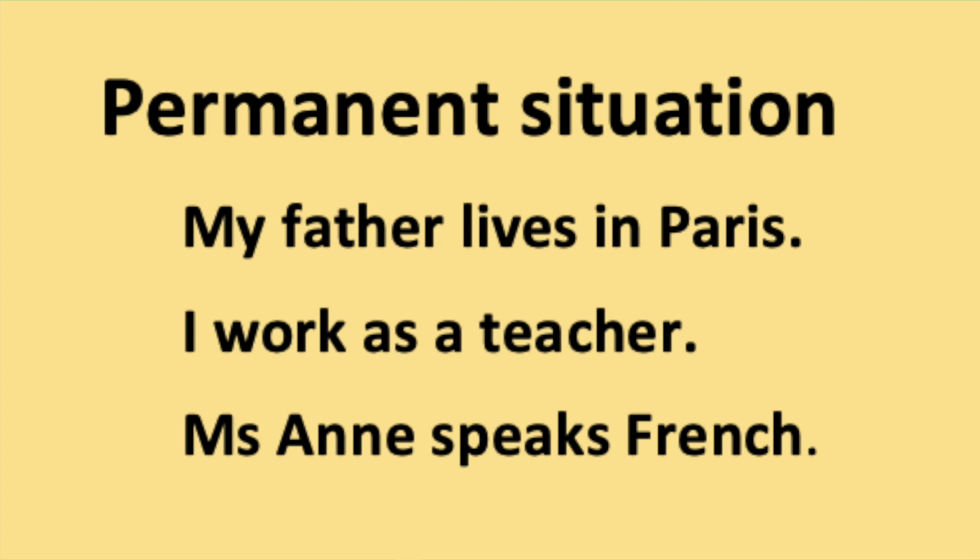So, when you talk about a permanent situation, remember, use simple present tense, not the continuous tense or ing form of the verb. So, we should use here, my father lives in Paris. Okay, it's a permanent situation. It is his home. His home is there in Paris. Okay, here is another example. Miss Anne speaks French. Miss Anne is not going to forget French.